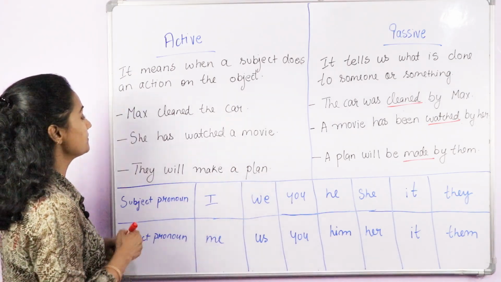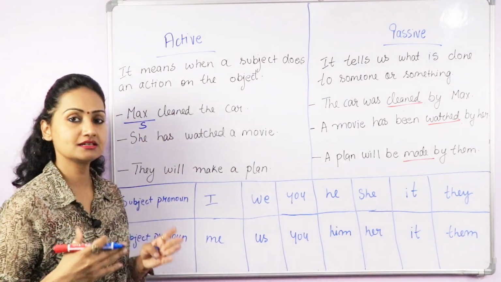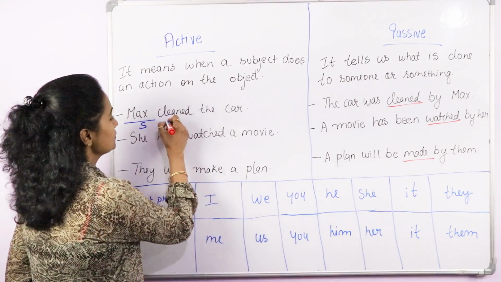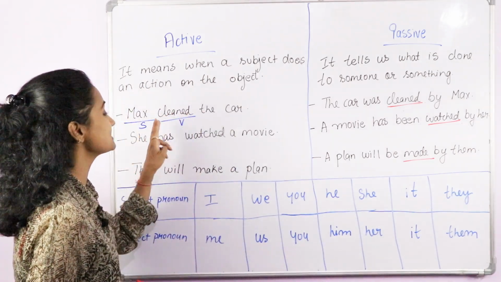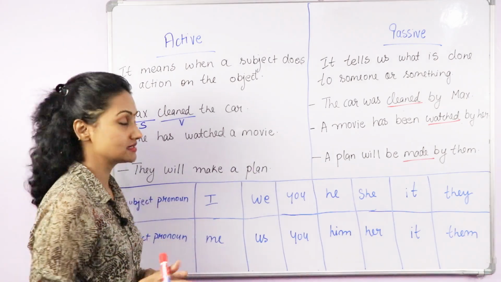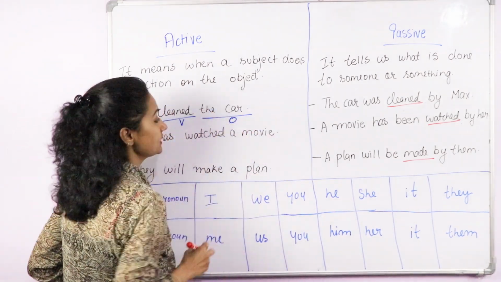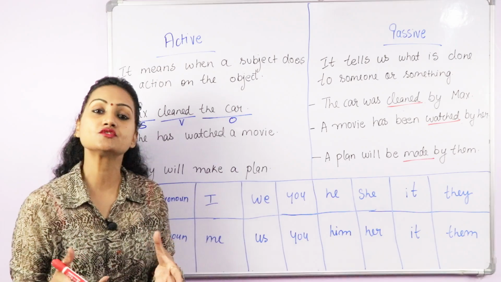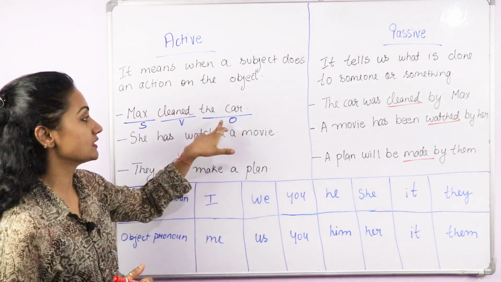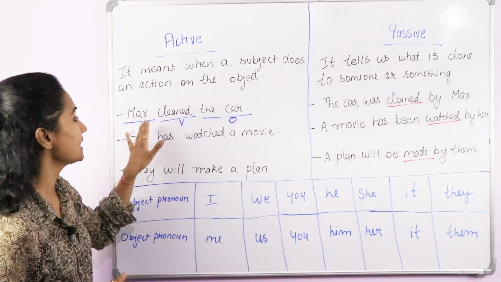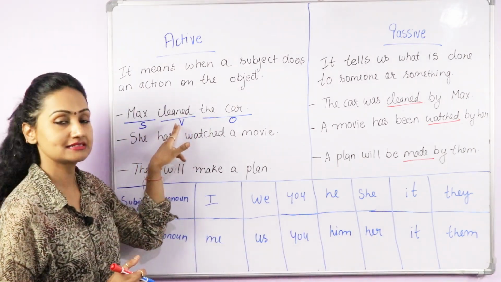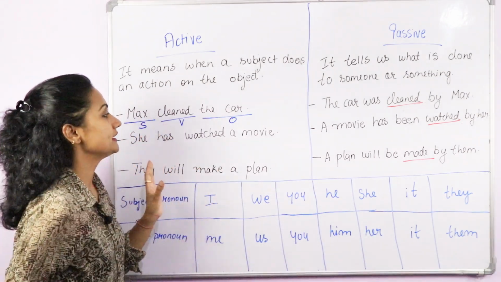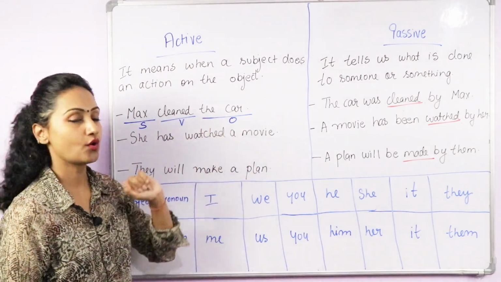So here Max is the subject, because Max is the doer of an action, and we know an action is the verb. So this is the verb, the action. Max cleaned what? So the object is the car. We know the subject is the doer of an action and the object is the receiver of an action. So the car is the receiver of this action. Max did this action, so Max is the doer, the subject. Generally we have this structure in active voice: subject, then verb, and then object.